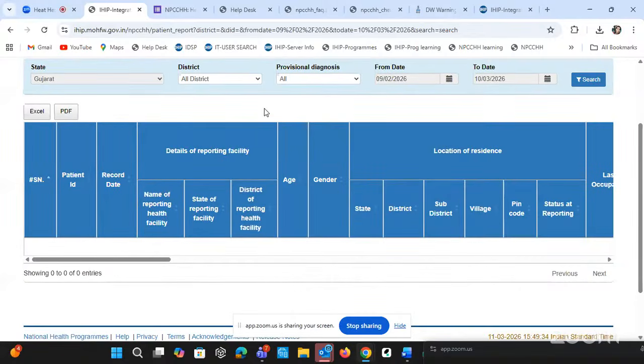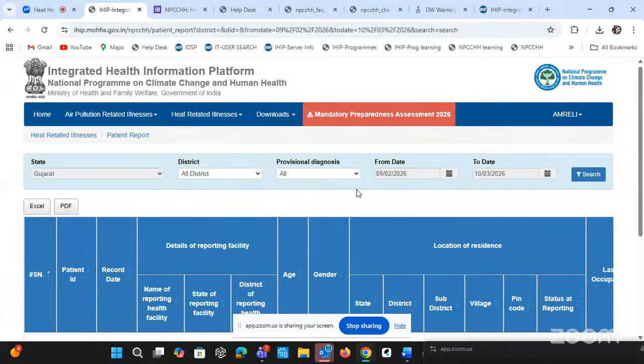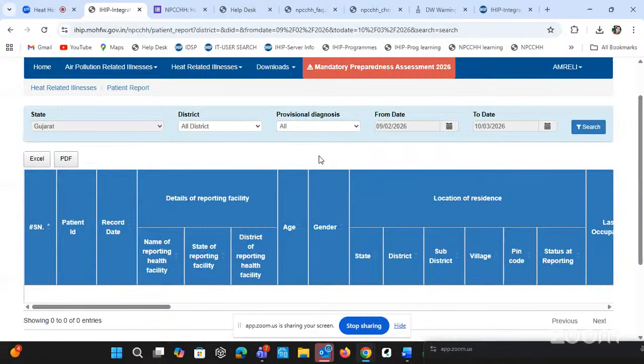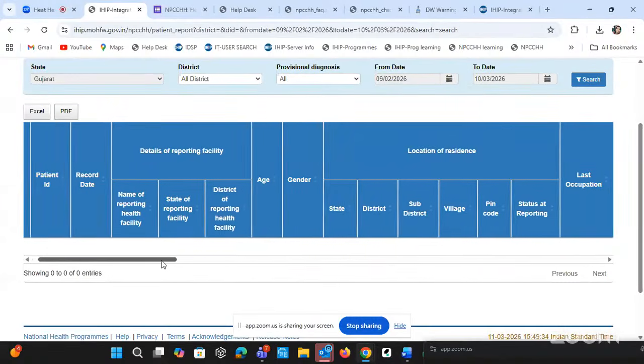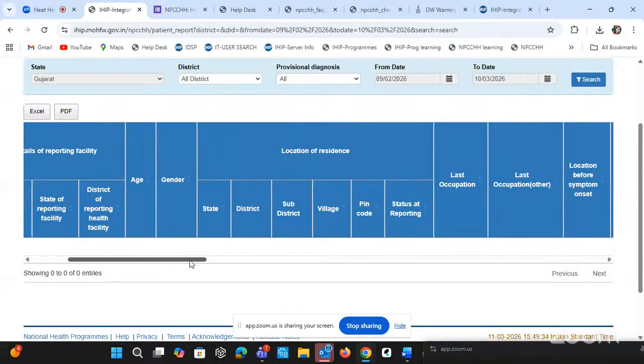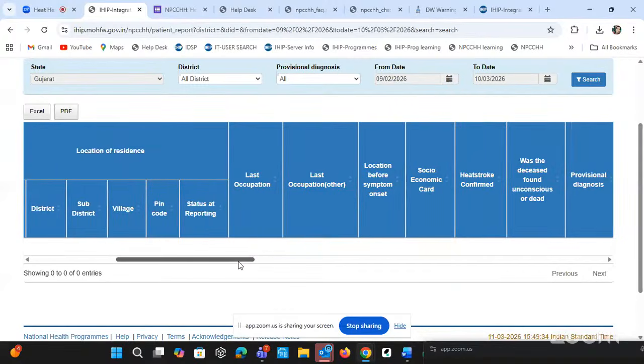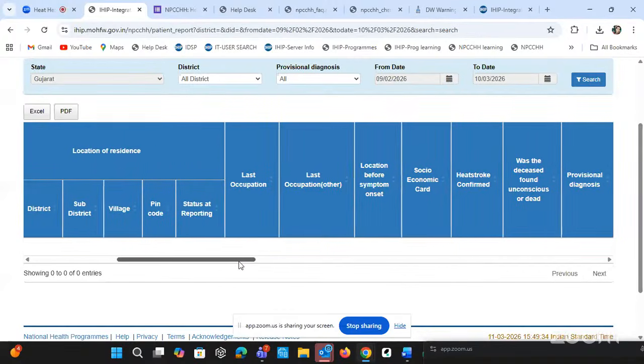So the next part is question reports, but within this period they have not entered any cases. It can improve the number of reporting facilities, the location of residence, last occupation, whatever data they are entering in forms, so it will show that.